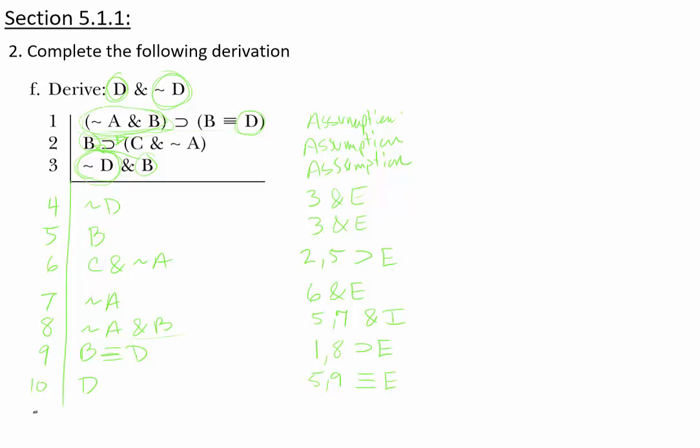And so there you go. By line 10 we have D, line 4 we have not D, and so 11 we can now prove what we set out to prove and say D and not D. Lines 4 and 10, conjunction introduction. And we're done.